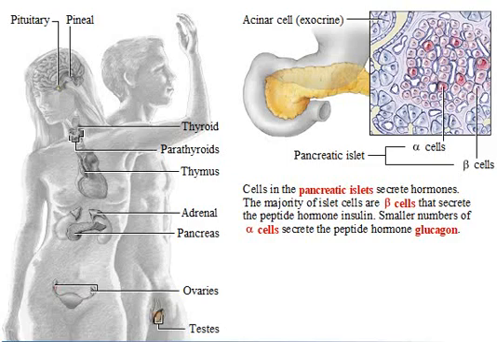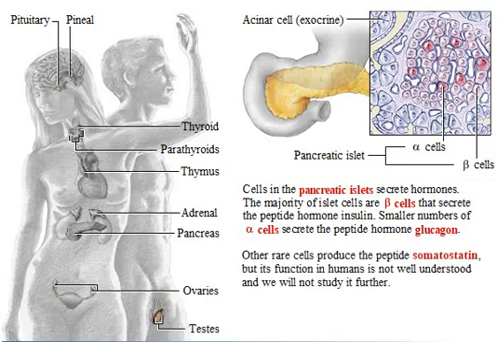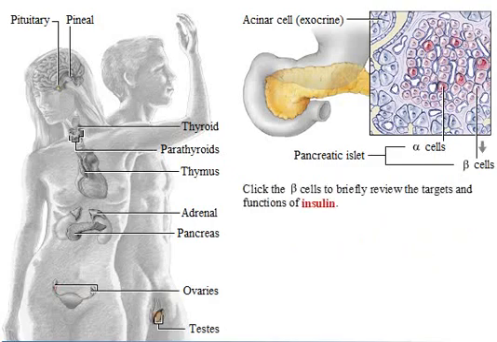Smaller numbers of alpha cells secrete the peptide hormone glucagon. Other rare cells produce the peptide somatostatin, but its function in humans is not well understood, and we will not study it further. We will study insulin in Topic 3. Click the beta cells to briefly review the targets and functions of insulin.